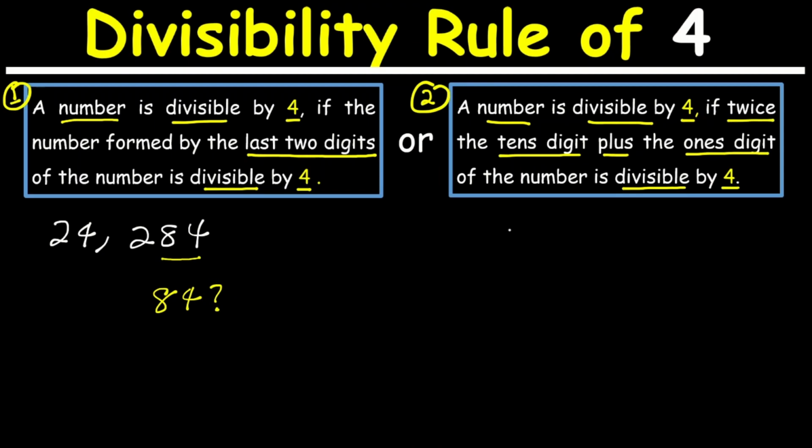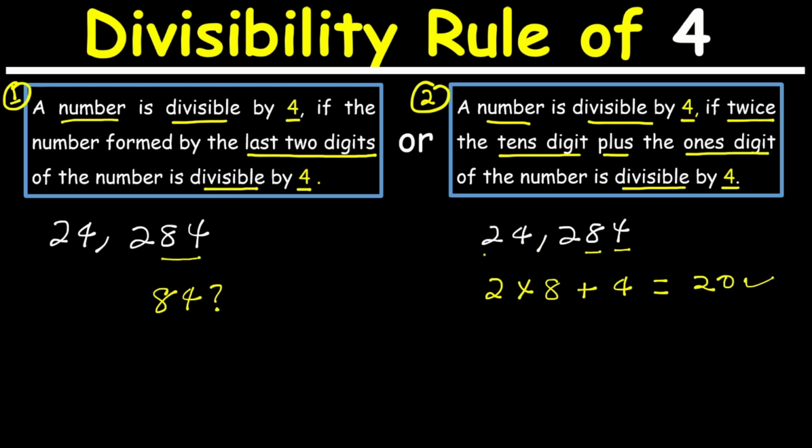We have the number 24,284. The tens digit is 8, so twice 8, plus the ones digit 4: 2 times 8 is 16, and 16 plus 4 is 20. We know that 20 is divisible by 4. As 20 is divisible by 4, the number 24,284 is also divisible by 4.